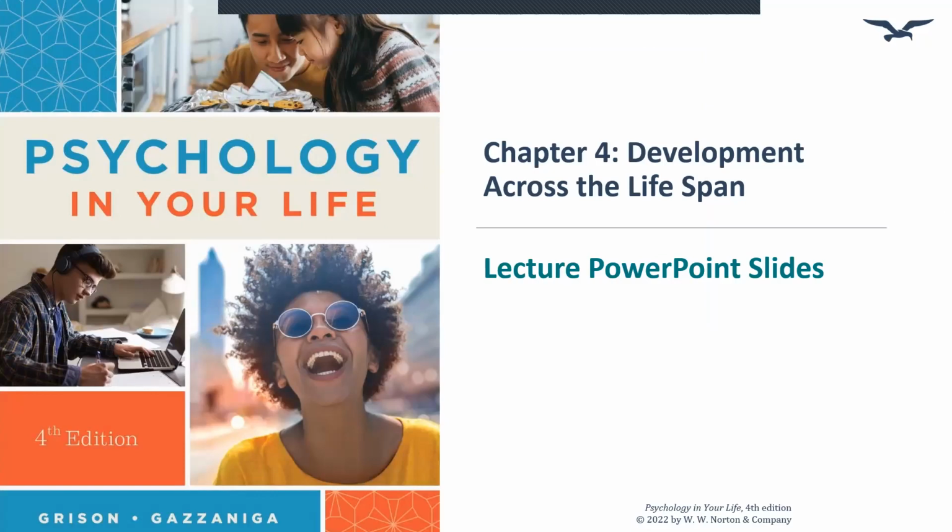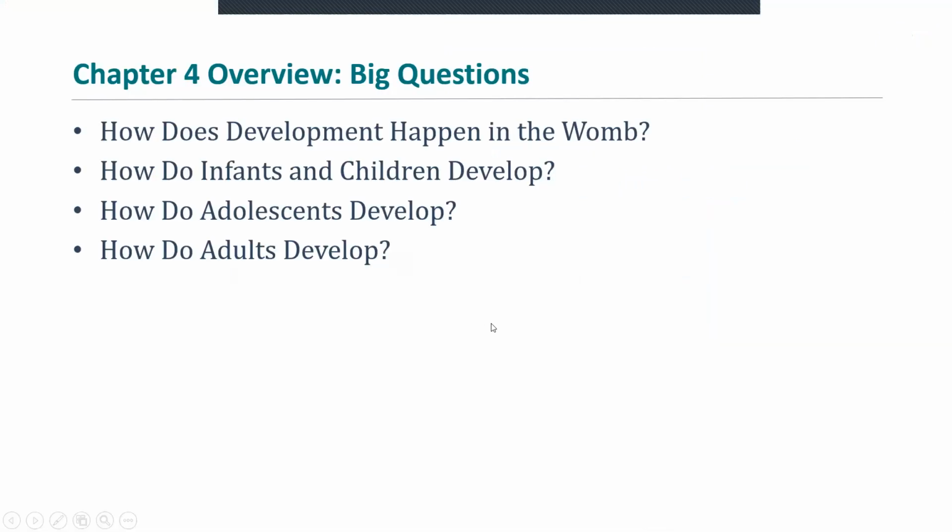In this module, we will be covering Chapter 4, Development Across the Lifespan, and Chapter 9, Motivation and Emotion. Let's get started on Chapter 4. In this chapter, we will cover the following big questions.